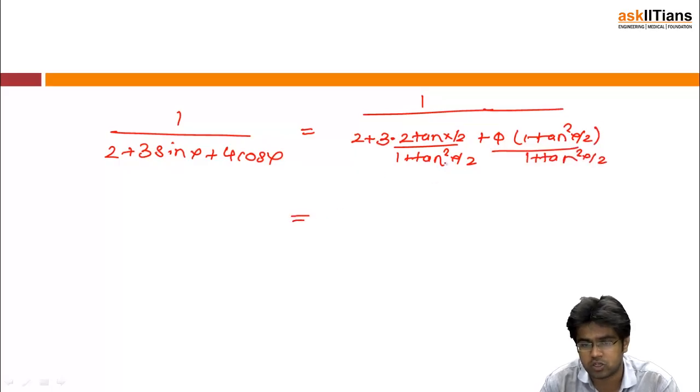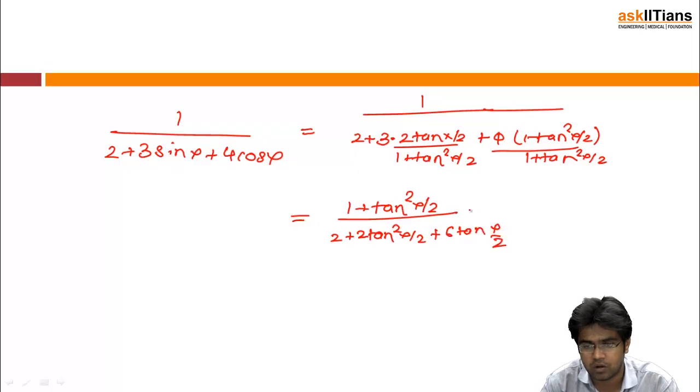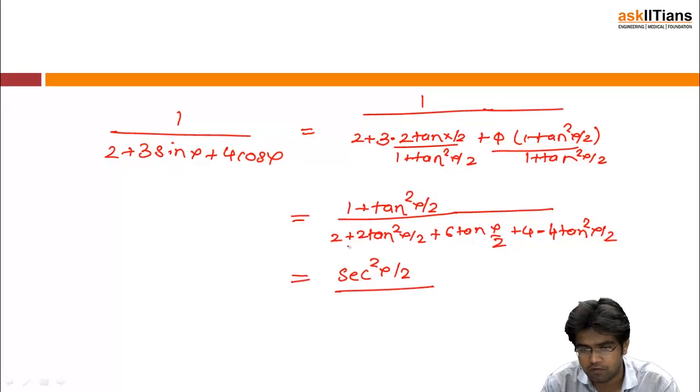Now I am going to take 1 plus tan square as common LCM and throw it upwards. So 1 plus tan square x by 2 comes in the numerator, twice plus 2 tan square x by 2 plus 6 tan x by 2, and then plus 4 minus 4 tan square x by 2. 1 plus tan square x by 2 is actually sec square x by 2, and what you have got is 6 plus 6 tan x by 2 minus 2 tan square x by 2.